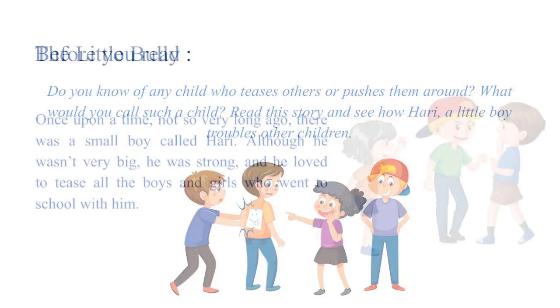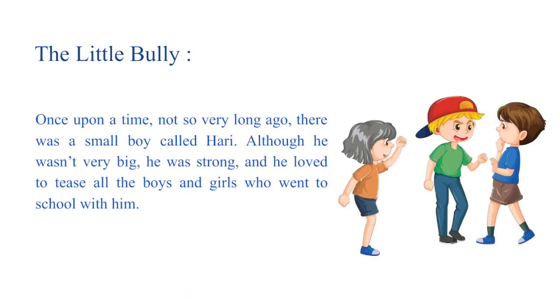So let's start reading. Once upon a time, not so very long ago, there was a small boy called Hari. Although he wasn't very big, he was strong, and he loved to tease all the boys and girls who went to school with him. So this story revolves around a small boy named Hari. Now Hari was a bully. He liked to tease other people. He was quite a small but strong boy, and he goes around teasing other girls and boys of his school.